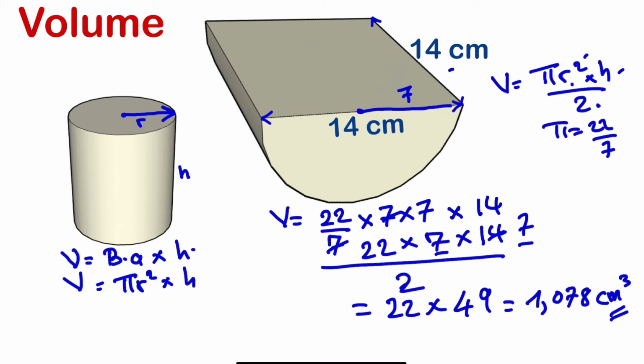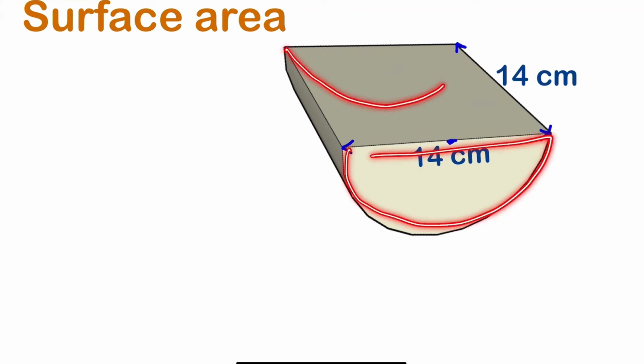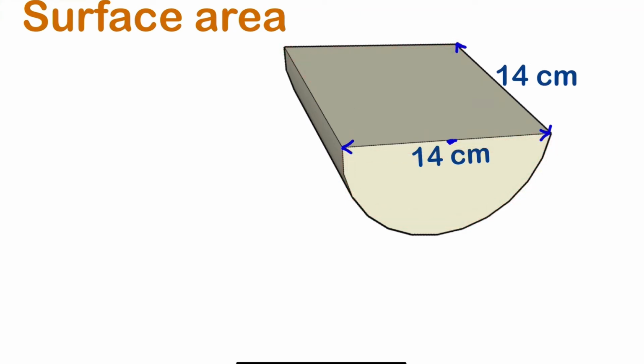So let's move to the next question, which is to calculate the surface area. If we want to calculate the surface area, it means the area of all the various parts of this semi-cylinder. If we need to calculate the area, this is a square. We need to add it with the area of this semicircle. We have this part is a semicircle, and this part also is a semicircle. So let's get started, step by step.